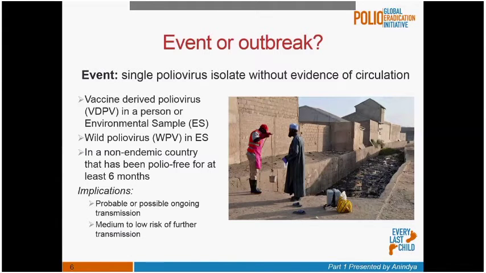So what are the implications of such an event? The implication is that we are not definite, but this could be a probable or possible ongoing transmission, but we are not definite at this stage. Therefore, we are calling it an event. And there's a medium to low risk of further transmission.